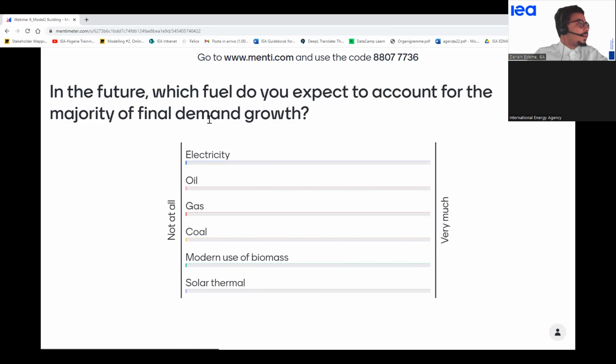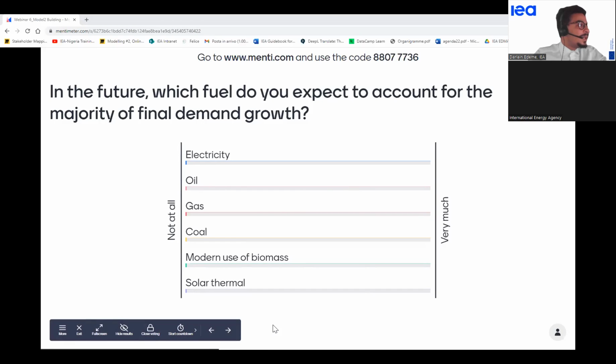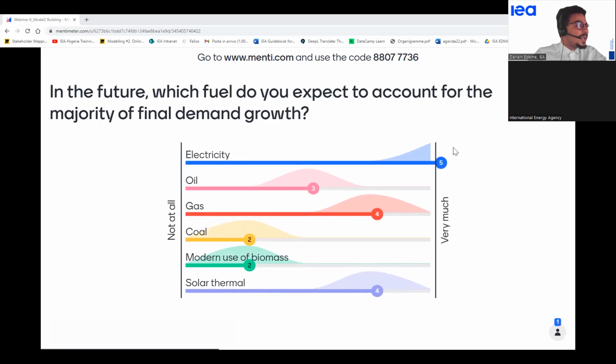So next question, it's similar, but now we are looking at the future. As you know, the goal of our modeling exercises, the vast majority of the time, is focusing on tomorrow. So in the future, which fuel do you expect to account for the majority of final demand growth? You have the same exact fuels that you were proposed, but now we are asking what you think will be the future. Again, we are talking about sub-Saharan Africa. Which of these fuels do you think will be the most important? Excluding traditional biomass, which one will be the most important in terms of usage in the residential sector? Okay, we have the first person who answered.